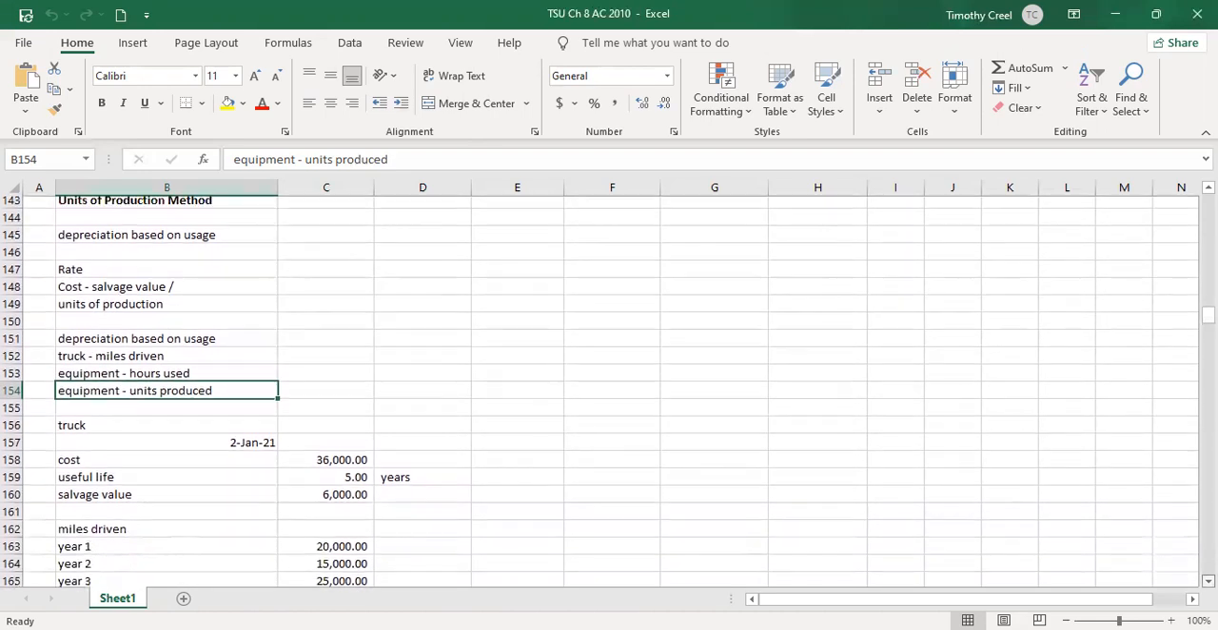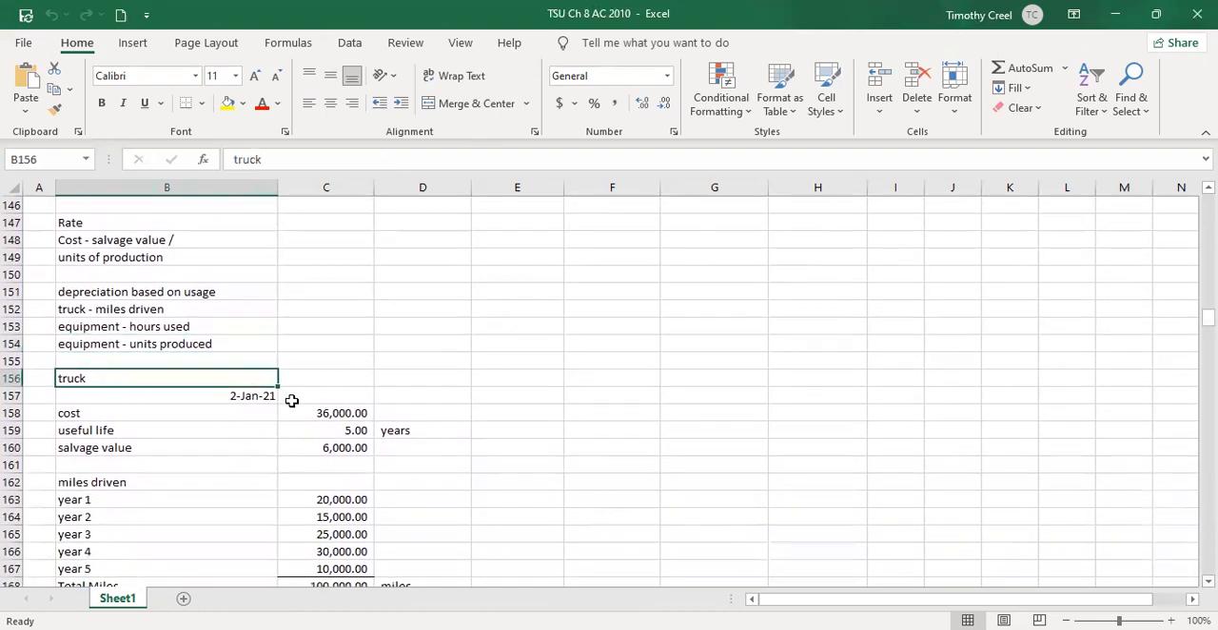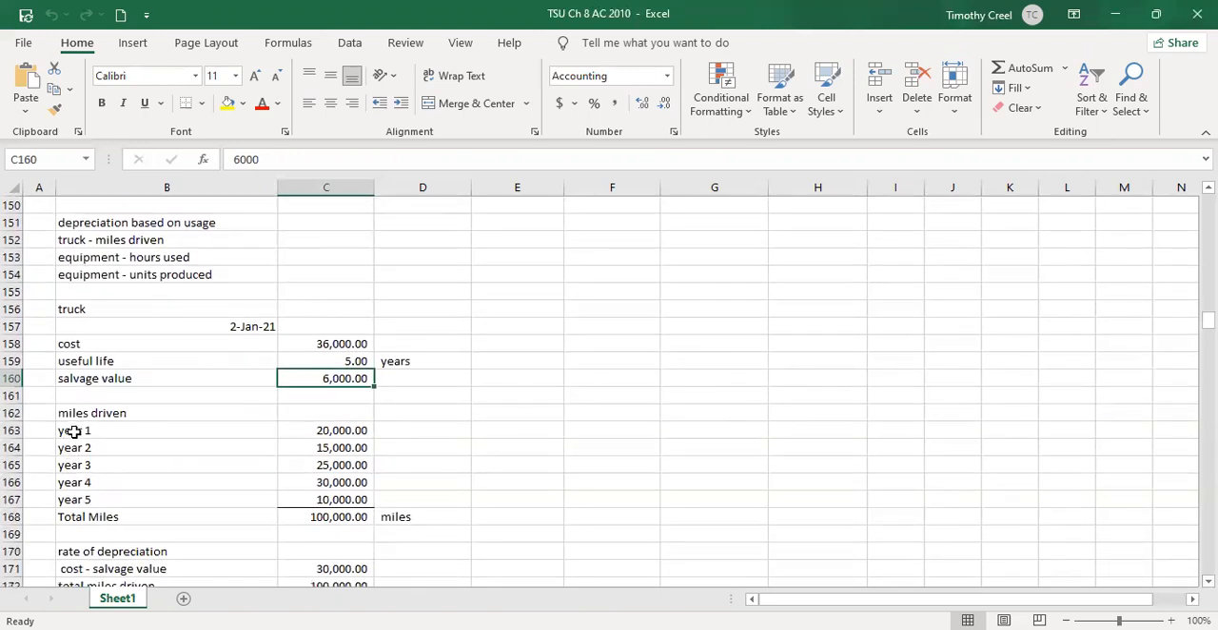So let's look at an example. Let's again say we had a truck. We purchased it on the 2nd of January. Then the same example as the first one. Cost of $36,000, useful life of 5 years, salvage value of $6,000. Now, the miles driven, year 1, year 2, 3, 4, and 5, total miles driven would be 100,000 miles.